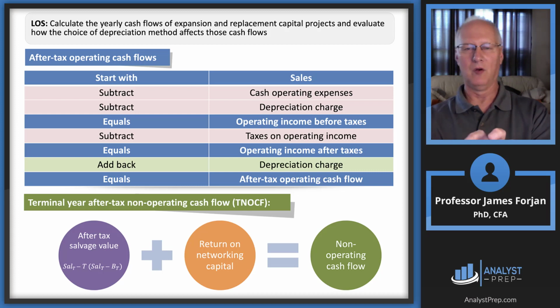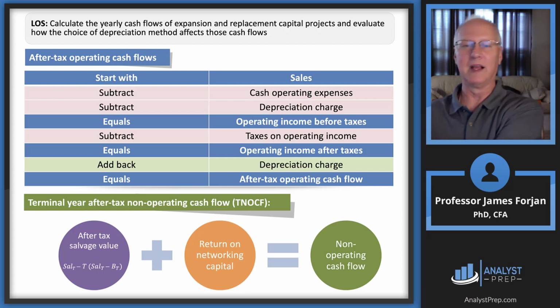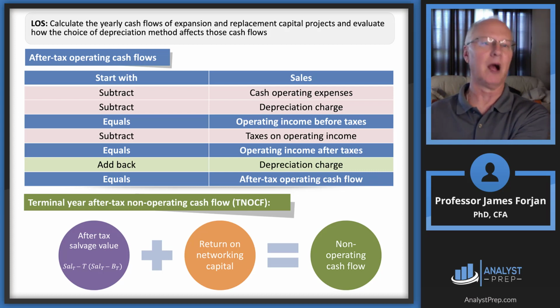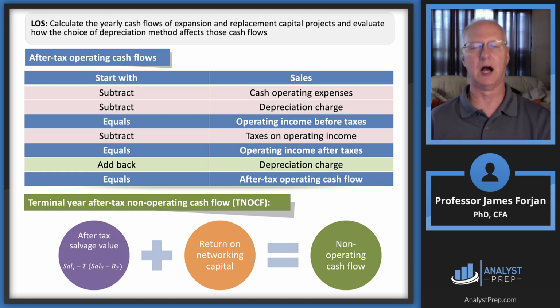All right, so you ready? What we're going to do is generate these after-tax operating cash flows for a fixed period, let's say 3 years or 5 years. And then at the end of the life of the project, we're going to terminate the project. We're going to sell the asset. We're going to get back the return on net working capital. Think about this. After we stop making broccoli donuts, we don't have to have that big $10,000 pile of donuts over in the corner. All right, so this LOS, calculate yearly cash flows. So we did that, and then we're going to add the terminal year after-tax non-operating cash flow.